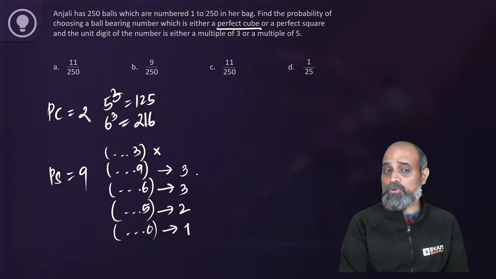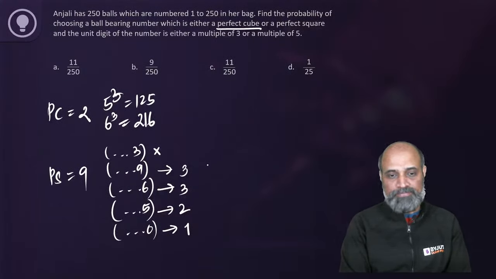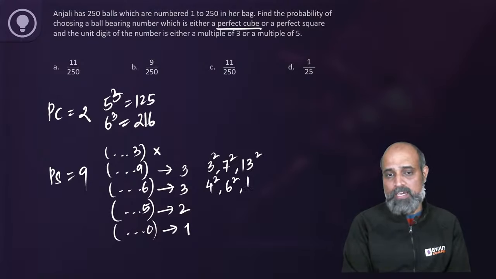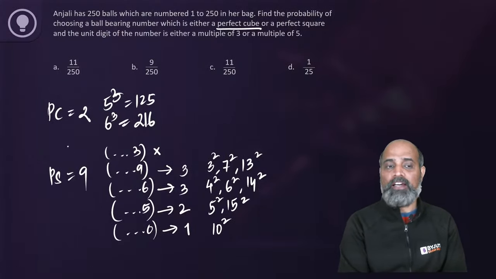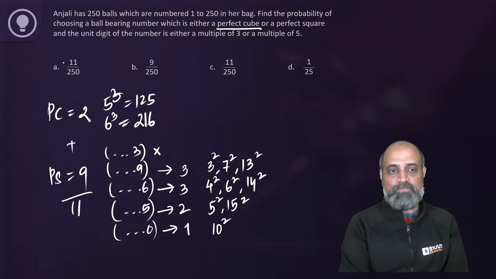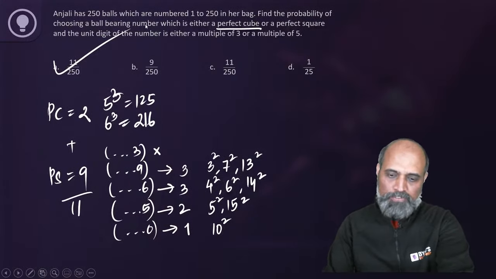These three numbers that will end in 9, they were 3 square, 7 square and 13 square. 6 से end होने वाले में they were 4 square, 6 square and 14 square. 5 से end होने वाले में those were 5 square and 15 square. That's it. And 0 से end होने वाले में केवल एक था 10 square. So total we have is 11. So 11 upon 250. Okay, why do we have two options that say 11 upon 250?